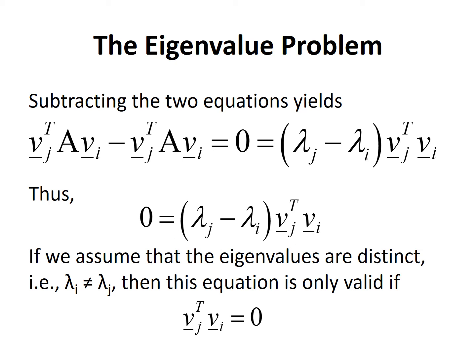Subtracting the two equations from one another results in an expression that is 0 on the left-hand side. On the right-hand side of the expression, we have the dot product of the two eigenvectors multiplied by the difference between the ith and jth eigenvalue. Now at this point we have to make an additional assumption. Assuming that the eigenvalues of the matrix A are distinct, we note that this equation is only valid if the dot product of the two eigenvectors is equal to 0.